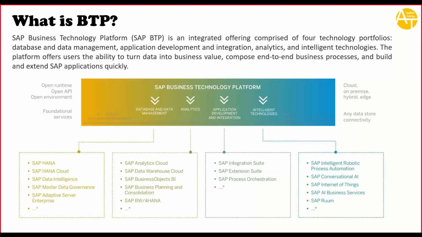Now, let's start with what is SAP BTP. SAP BTP, in short Business Technology Platform, is an integrated offering comprised of four technology portfolios, which include database and data management, application development and integration, analytics, and intelligent technology. So the entire portfolio of the BTP platform is divided into these four different parts. Basically they prompt us towards the use cases.